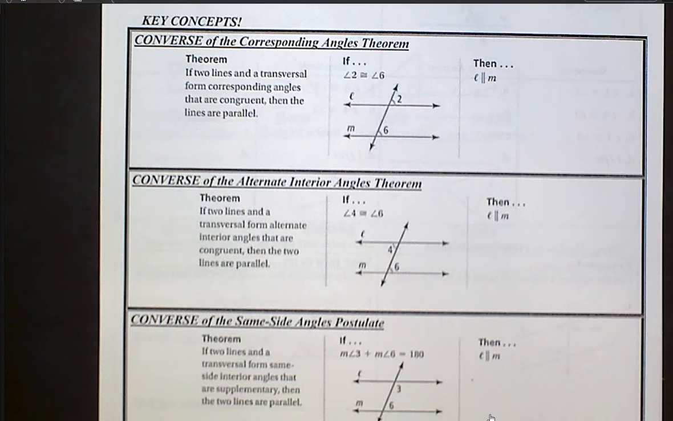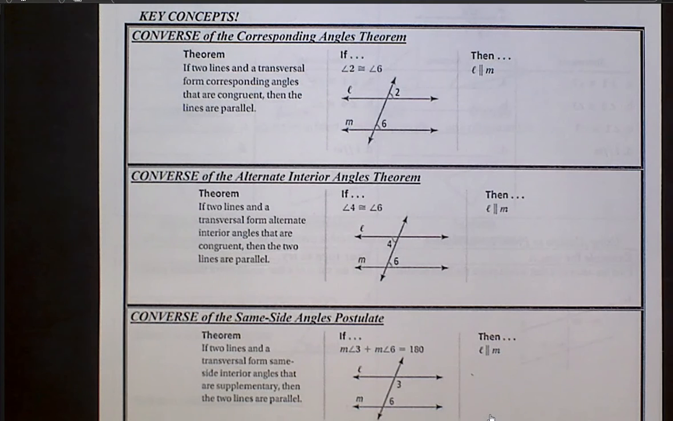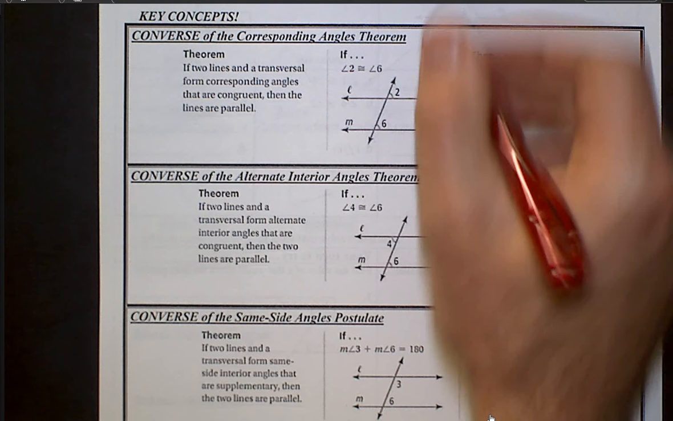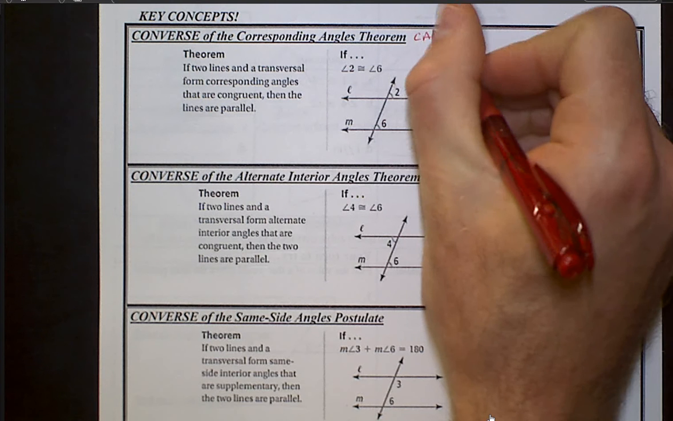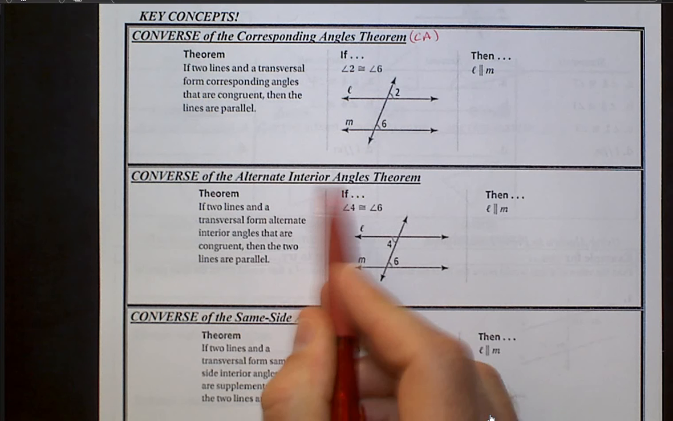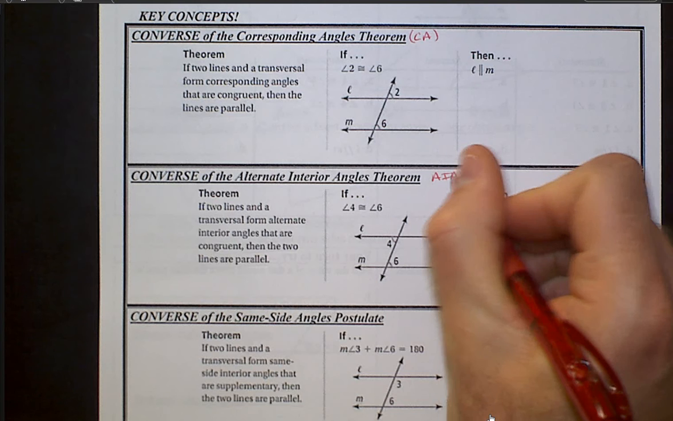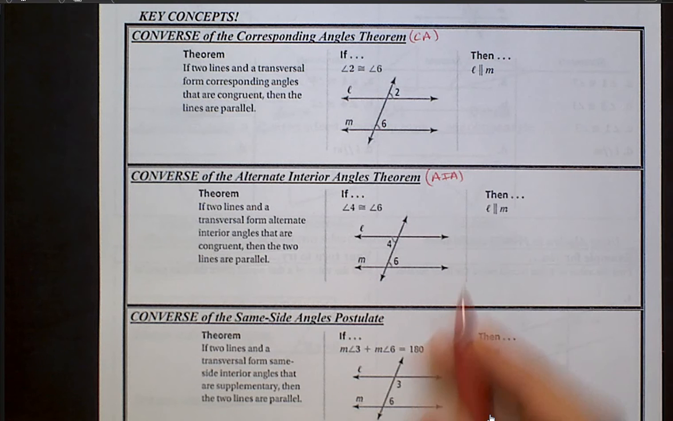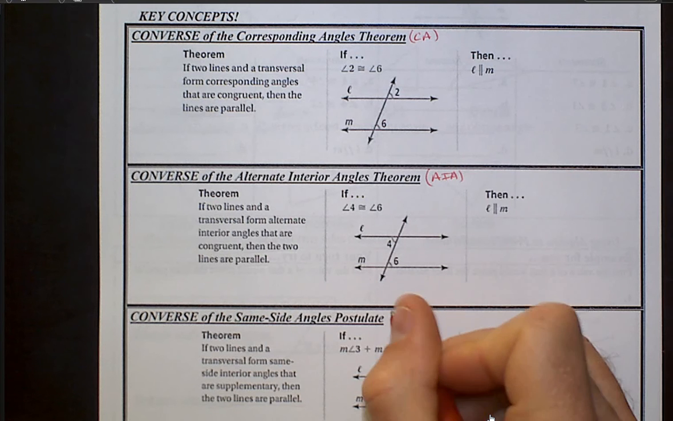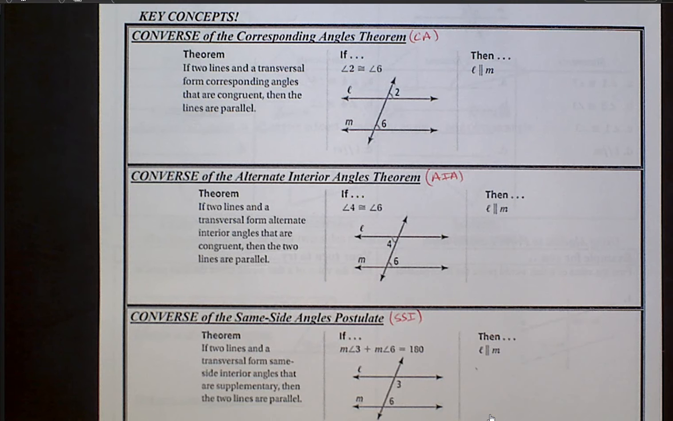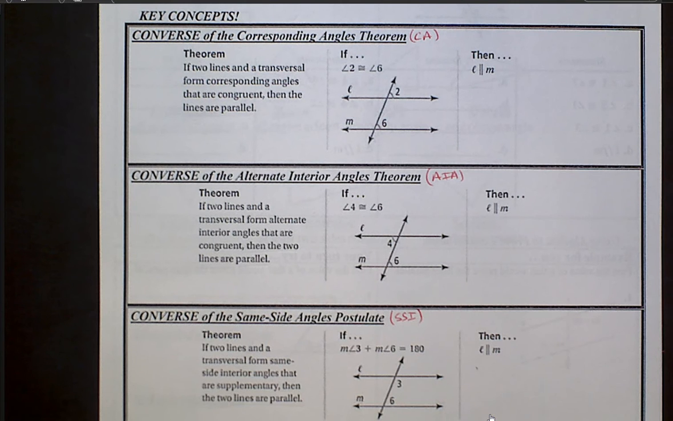If you look at the key concepts here, you see corresponding angles, CAs, which we talked about already, alternate interior angles, AIAs, which we talked about already, and same side interiors. Hopefully when you're saying and writing these abbreviations, you're thinking about what they mean and what you learned in Unit 1. So you're probably wondering, what are we learning today?